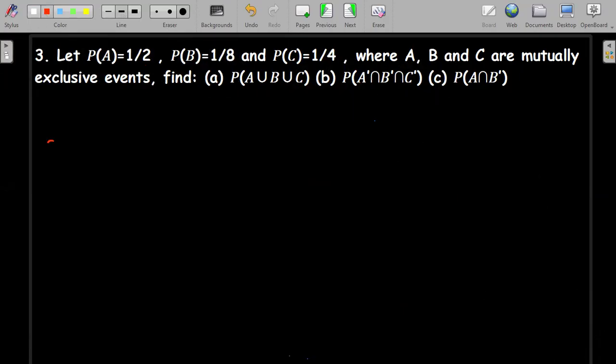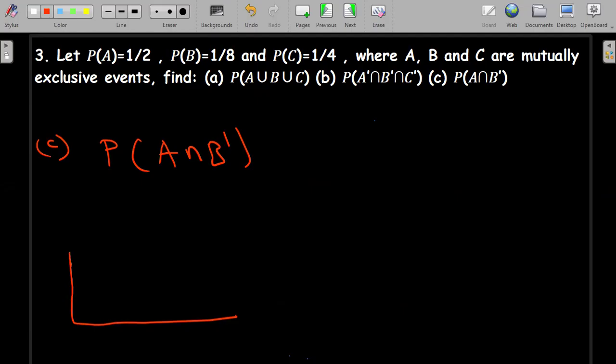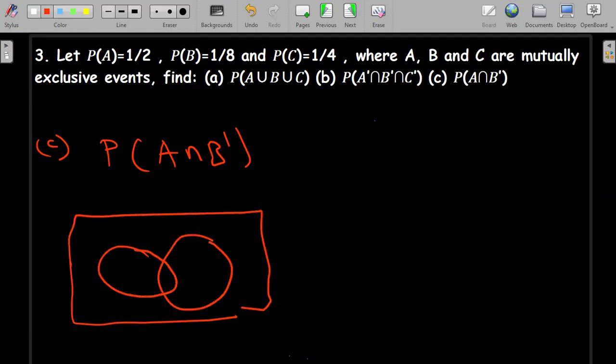Okay, so the last question, which is C, it's a similar one. So we have A intersection B complement. For this one, just draw the Venn diagram like this. So we have set A and then set B there. So here we are saying A intersection B complement. Where is A intersection B complement? It's this part here. That's where A intersection B complement is.